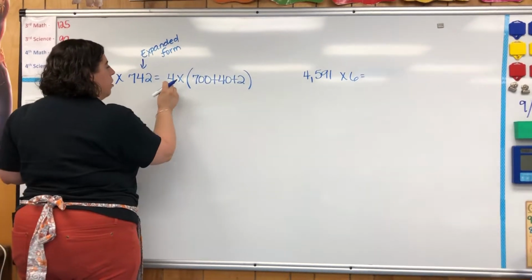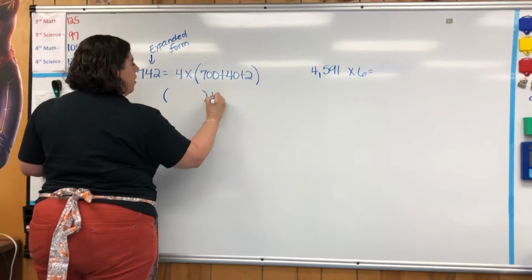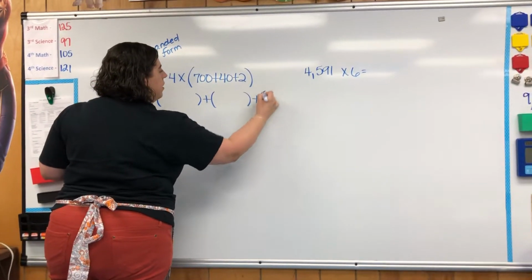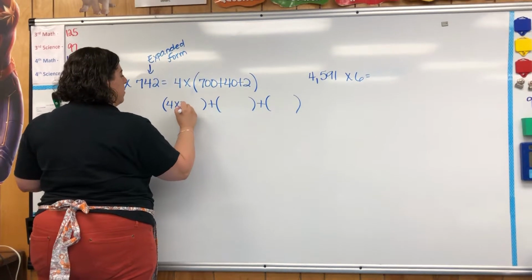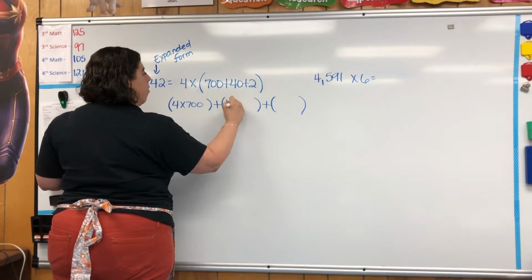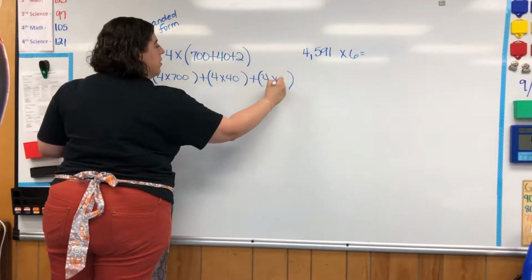After that, we're going to be multiplying that 4 by each number. So we're going to open 3 parentheses because there's 3 separate numbers: 4 times the 700, 4 again times the 40, and 4 times the 2.